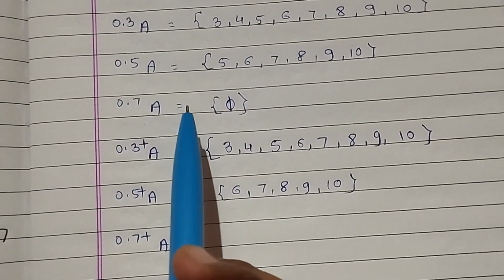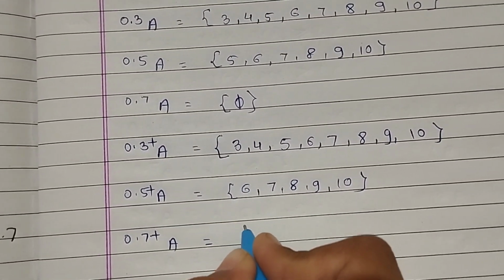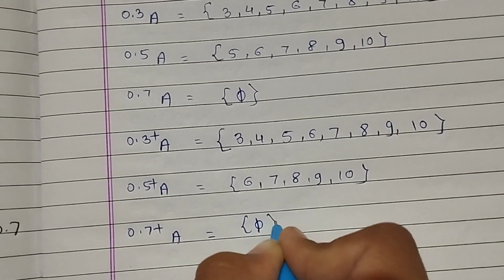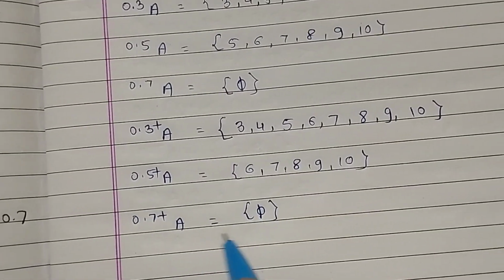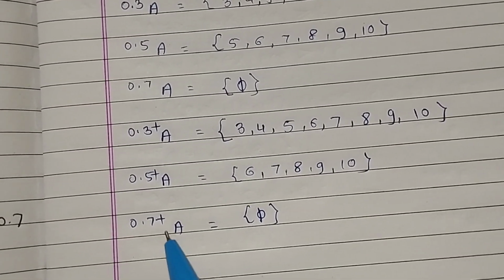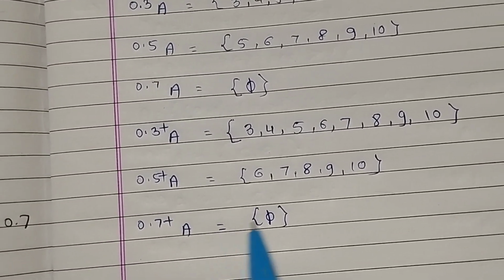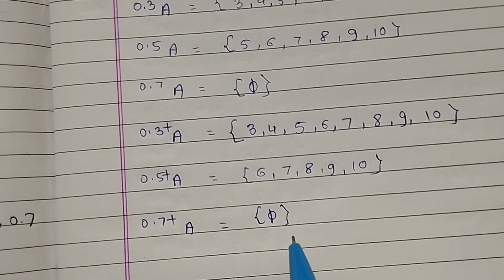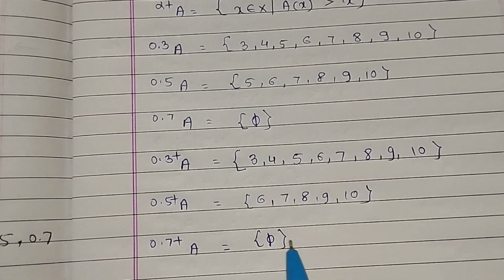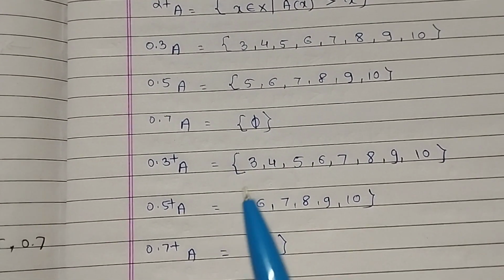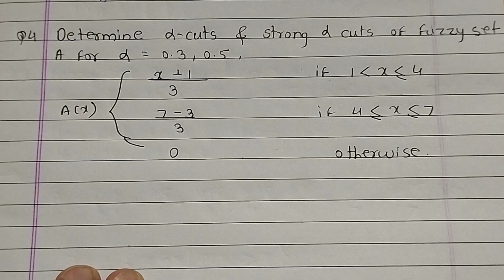If the alpha cut set is empty, then the strong alpha cut is also empty, because the condition is greater than 0.7, but all the values are smaller than 0.7. So this is also empty. So in this way we find alpha cuts and strong alpha cuts.